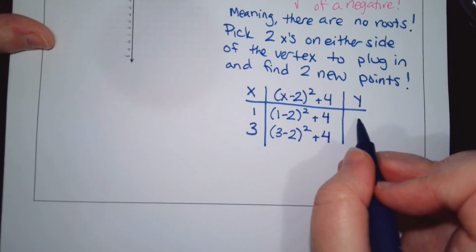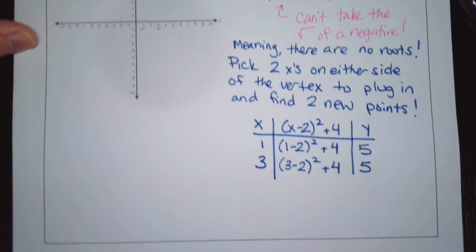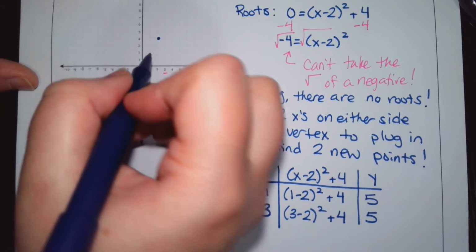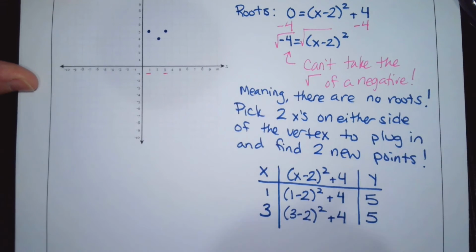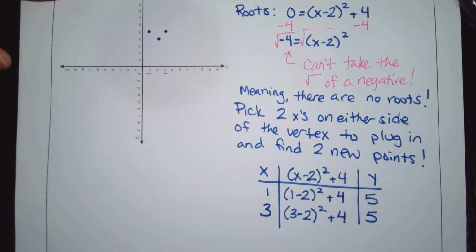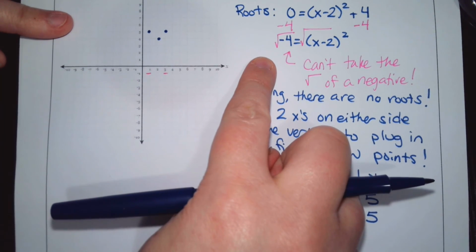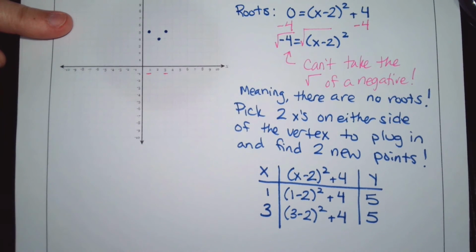Plug those into our calculator, and our y values are 5. So we are going to plot (1, 5) and (3, 5) onto our graph. And that is what you do if you have no roots. You still have to find 2 more points.